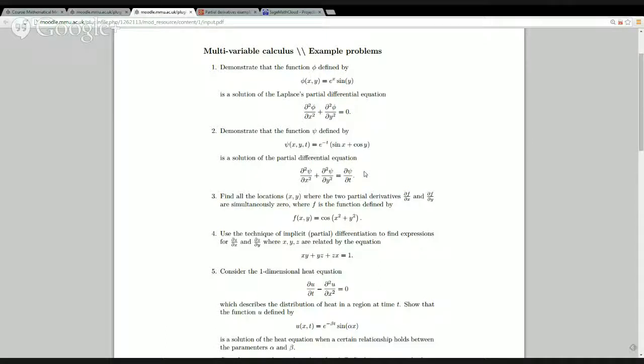In question 3, you're going to look for locations where the two first-order partial derivatives of that given function are simultaneously equal to 0. And we'll show a graphical interpretation of that. That kind of looks forward to some of the work we're going to do with stationary points, minimums and maximums of these functions. There's a question 4 on implicit partial differentiation. I haven't told you what implicit partial differentiation is, but you know what implicit differentiation is from your work in first year. So you should be able to adapt that.